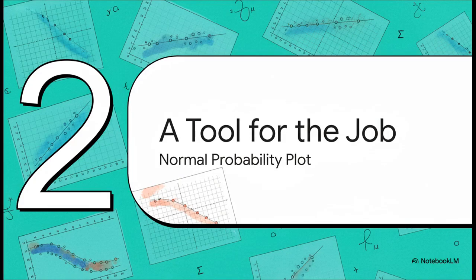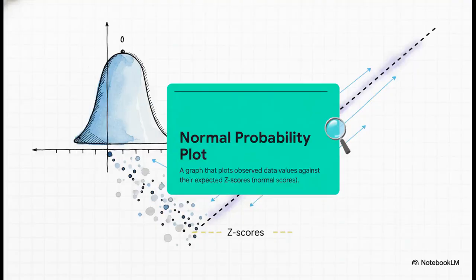Okay, so how do we actually do this check? Well, the good news is we have a fantastic visual tool that's built for exactly this job. It's called the normal probability plot. So, what on earth is that? Simply put, a normal probability plot is just a special kind of graph. It takes the data you actually have and puts it head to head with the data you would expect to see if everything was perfectly normal, like straight out of a statistics textbook.